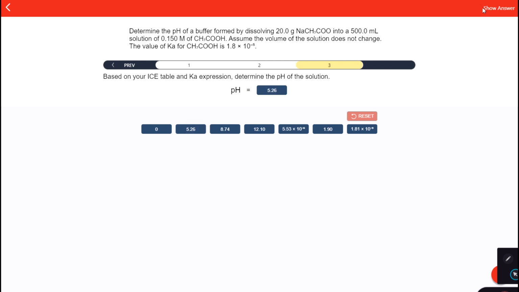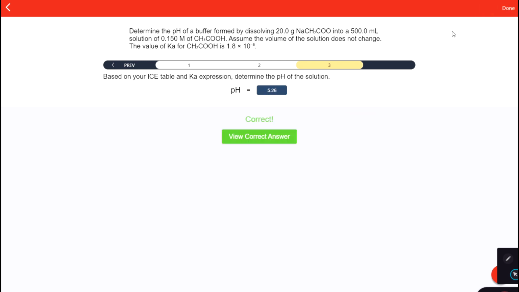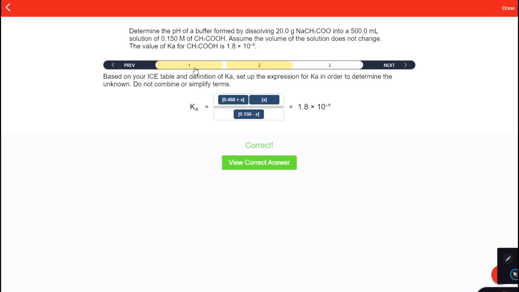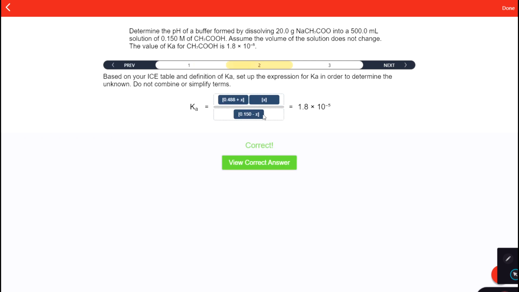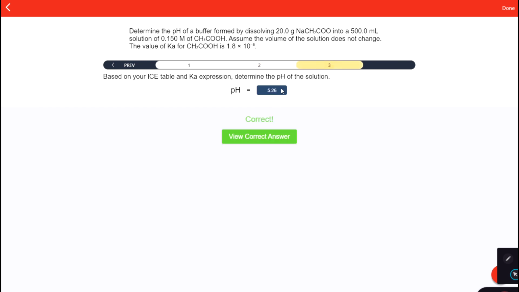5.26 is what they get, and let's take a look. There we go. So important to have the right components in. You got to not simplify here, but you do simplify when you solve for pH.